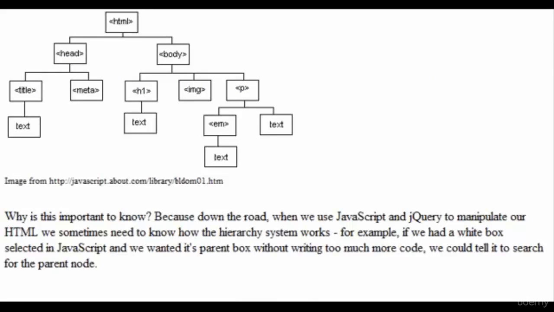For example, we have our white box from above. If we select that in JavaScript and we wanted to select its parent box, which was the red one, we could tell it to search for the parent node. Instead of writing a whole new set of code, we could simply select the parent one. And that is the document object model, or the HTML hierarchy.